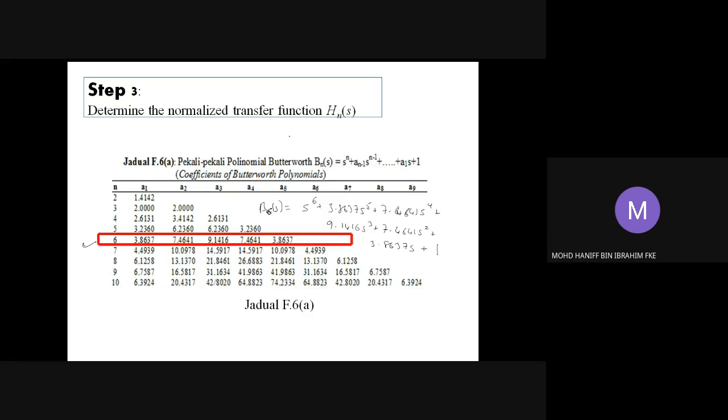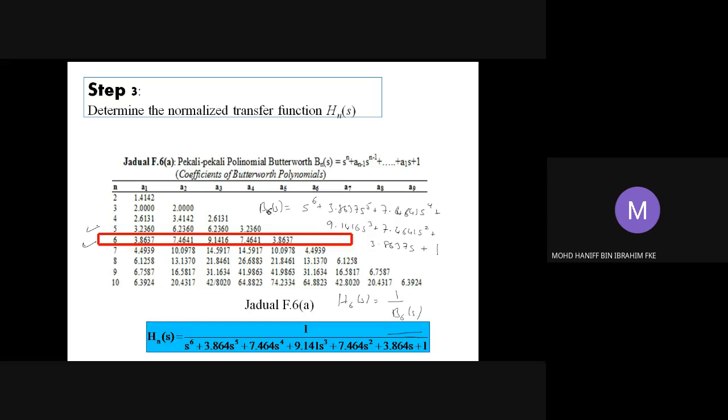So the normalized transfer function, which is Hn or H6 of s, shall be equal to 1 over B6 of s. So we simply substitute this B6(s) to be H6 of s. The same thing applies for other Butterworth polynomials. So let's say if your n equals to 5, you have to refer to n equals to 5, and that's how you obtain the Butterworth polynomial terms. Hopefully you are clear about this.